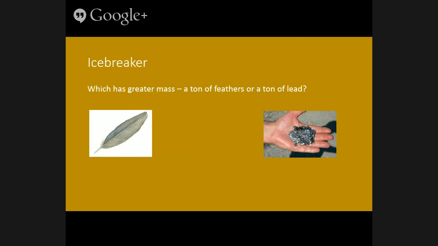I'm going to start off with the icebreaker, and it did crop up in our last tutorial. Which has the greater mass, a ton of feathers or a ton of lead? I'll give you a little moment before I go on to the next component. Both are the same. It's only the quantities that will differ.